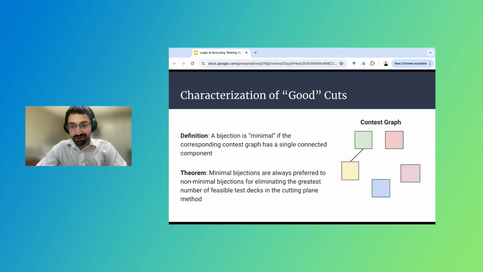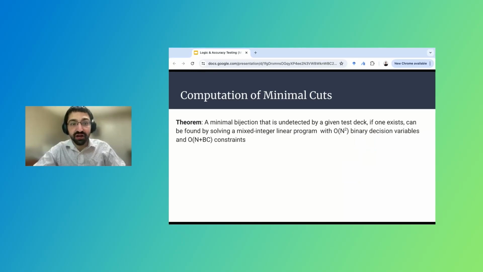Now, okay, fine. So we have some desirable property of incorrect bijections, but how do we actually find one? And the answer comes from solving a variant of a min-cost network flow problem.